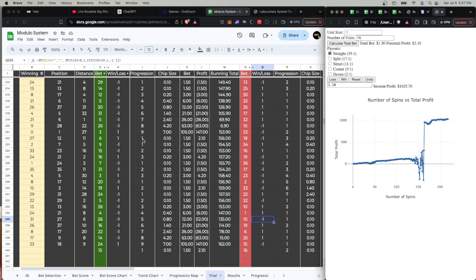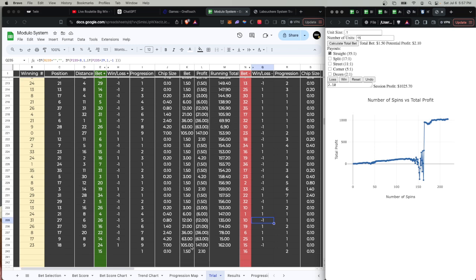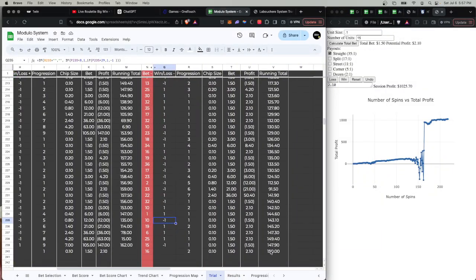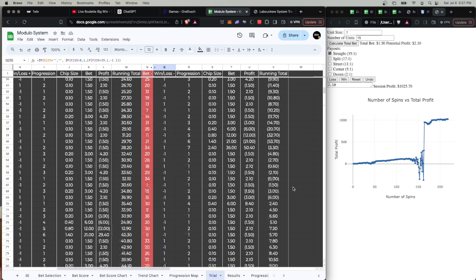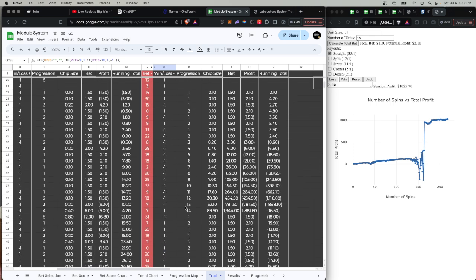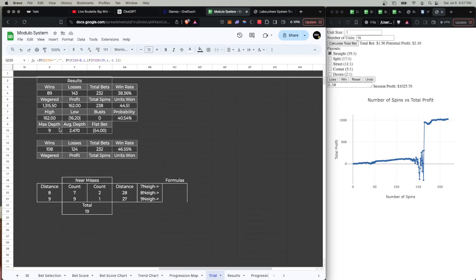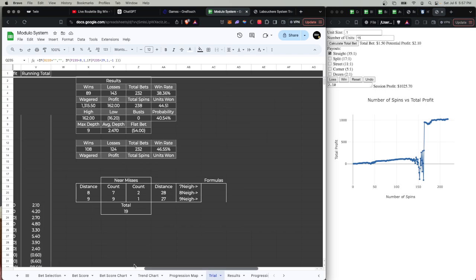Our sheet made what? 162 on the positive side. And on the negative side, we made 150, but it wasn't pretty because there was a stretch. Here's a depth of 14 on the negative side, max depth of 9 on the positive side.